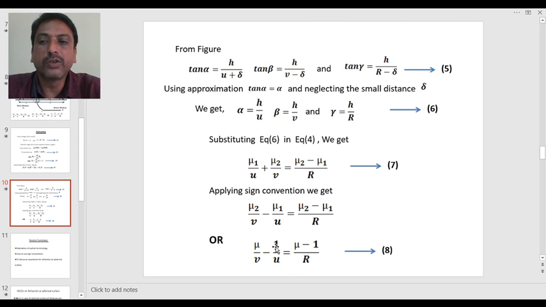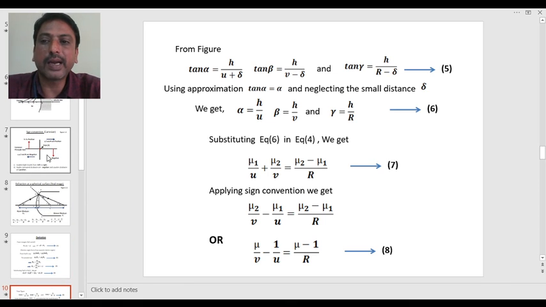Okay, students, go through it once again, and draw these ray diagrams along with sign conventions on plain paper so that you can understand the derivation in a better way.